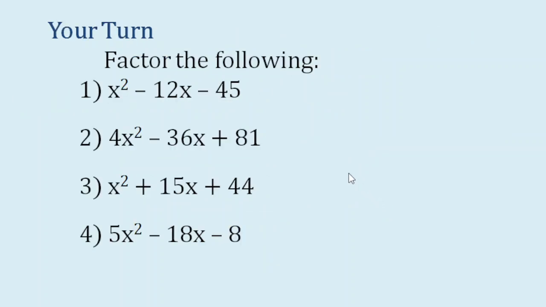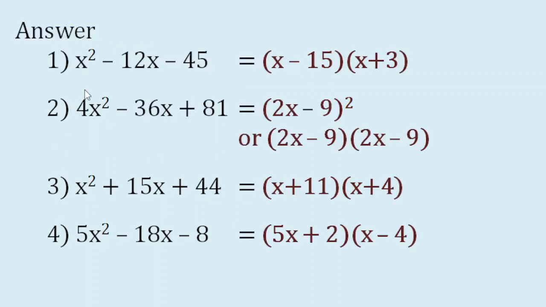I prepared here 4 items for you to work on. You can pause the video and try factoring these 4 items. If you are done, I can now show you the answer. For item number 1, the factors are the quantity x minus 15 times the quantity x plus 3.